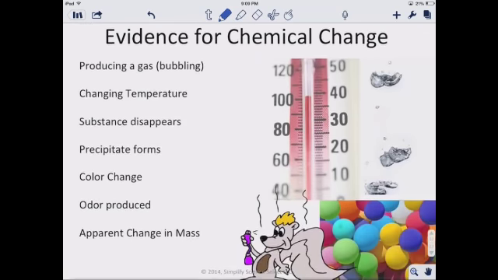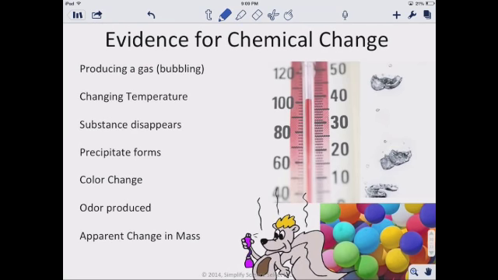So, evidences for a chemical change are the producing of a gas or bubbling. Producing is the key word here. If you just open up a can of Coke, yeah, you're going to see bubbles, but was it produced by a chemical reaction? Well, no. Change in temperature, meaning it heats up or cools down. Substances disappear. They really don't disappear, they probably turn into a gas. A precipitate forms, and that's when you mix two liquids together and a solid comes out of it. Color change. Odor is produced. An apparent change in mass. Those would be evidence for chemical changes.